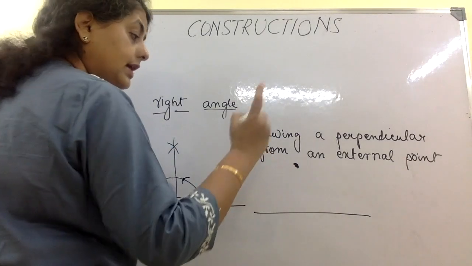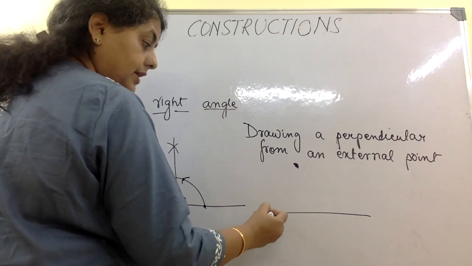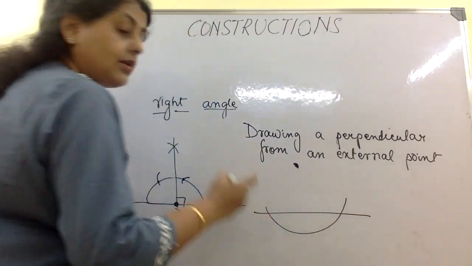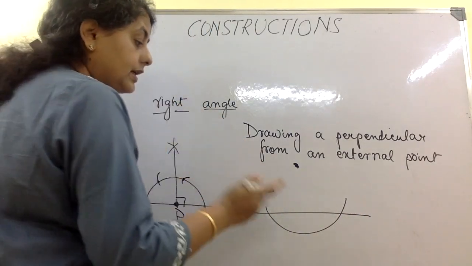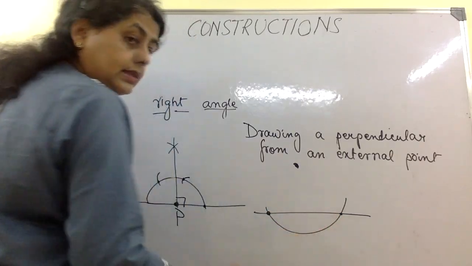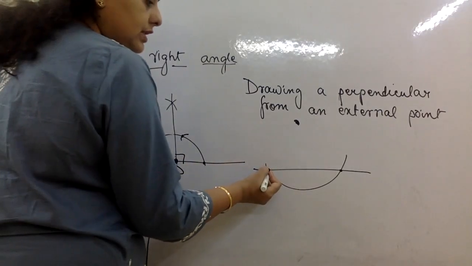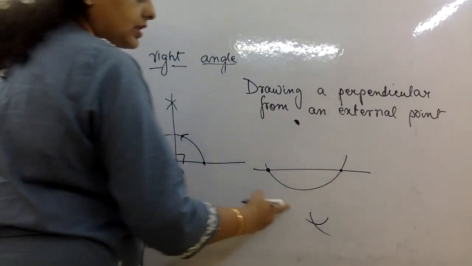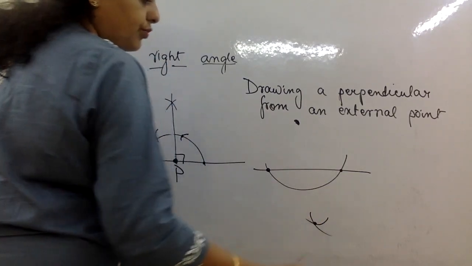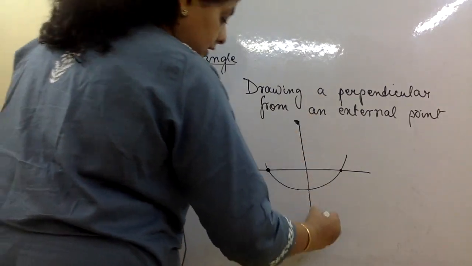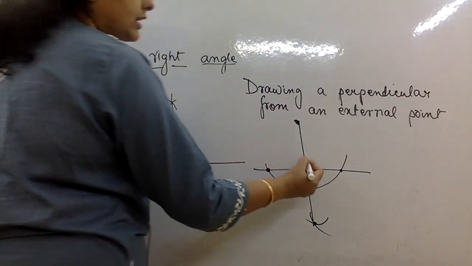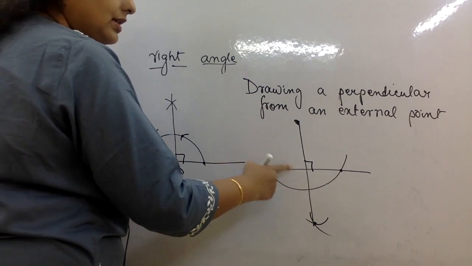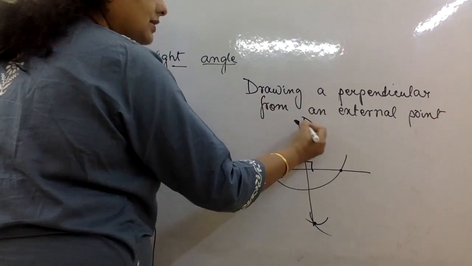From here, take a radius which is little big. This time the radius has to be little big and it should cut the line like this at 2 points. So it is cutting here and here. These are the 2 required points. What we do now is, with the same radius, mark an arc here. With the same radius, cut the previous arc here. These are our 2 points. We will join these 2 points. When we join these 2 points, we get a 90 degree on this line from an external point P.